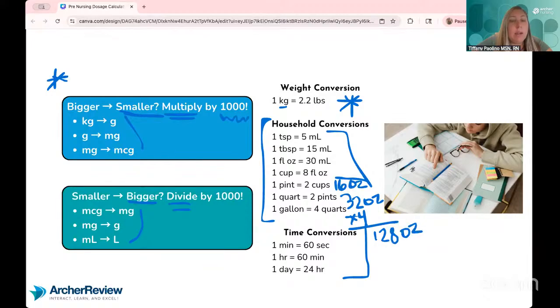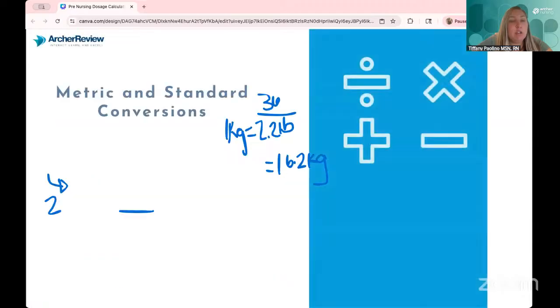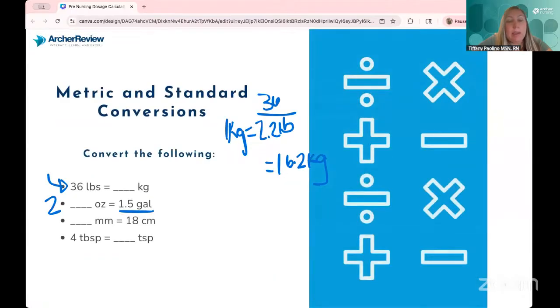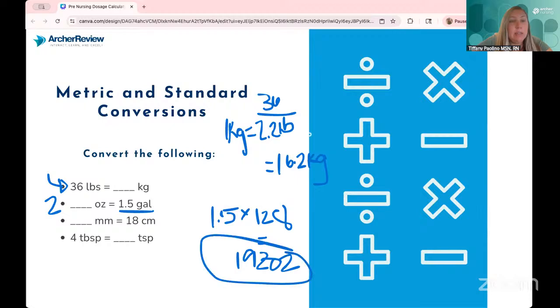Okay, so I know 1 gallon is equal to 128 ounces, but I have 1.5 gallons. So how many ounces are in 1 gallon? There's 128. I'm going to need to multiply 1.5 times 128 to get my answer, which is 192 ounces. Hopefully you understand that. And then this is for that first one.